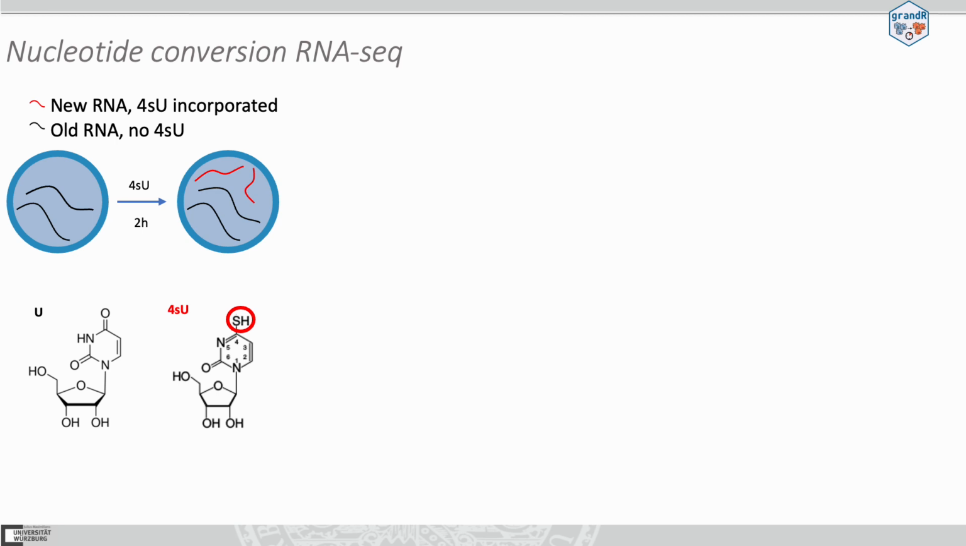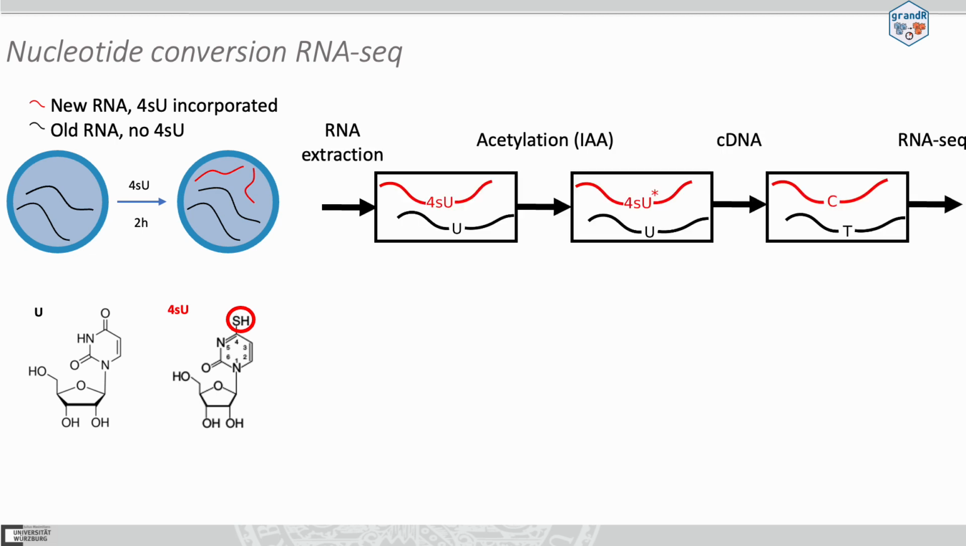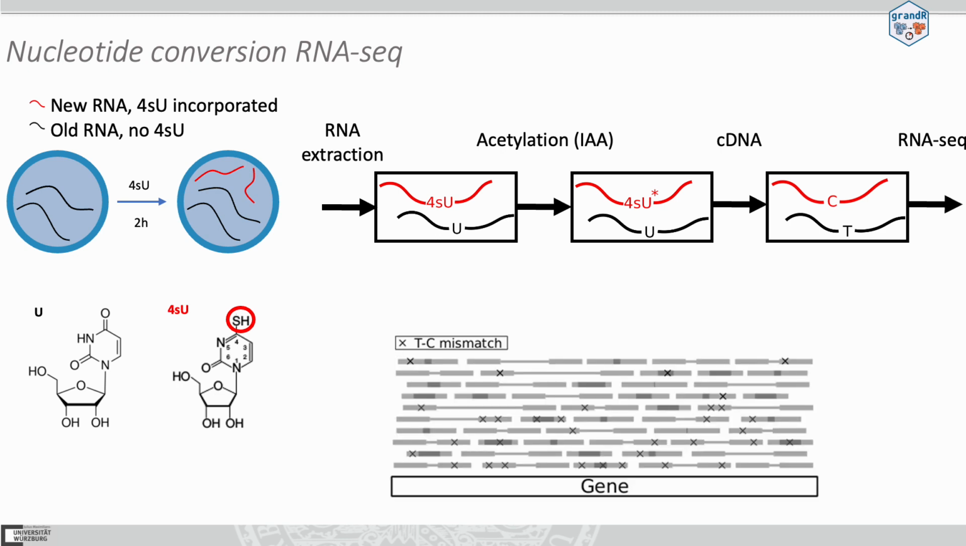In SLAM-seq, cells are treated with a nucleoside analog, for example 4-SU, which then gets incorporated into newly synthesized RNA. Before sequencing, cells get treated with a chemical agent to convert 4-SU into cytosine or cytosine analog. Labeled, so newly synthesized, and unlabeled, so old RNA, can then be distinguished based on TTC mismatches that we can also identify in the reads.